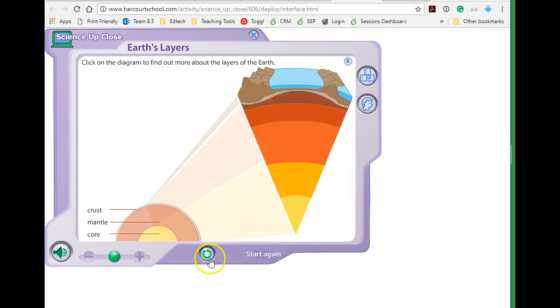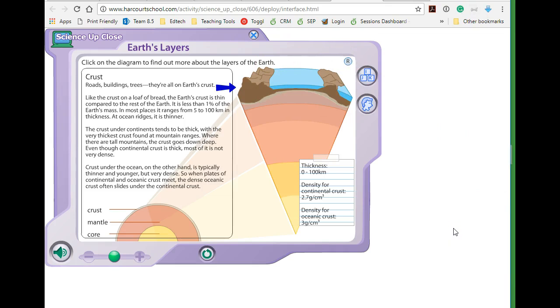Play audio button is typically thinner and young. Click on the diagram to find out more about the layers of the Earth. Crust. Roads, buildings, trees, they're all on Earth's crust. Like the crust on a loaf of bread, the Earth's crust is thin compared to the rest of the Earth. It is less than 1% of the Earth's mass. In most places it ranges from 5 to 100 kilometers in thickness. At ocean ridges it is thinner. The crust under continents tends to be thick, with the very thickest crust found at mountain ranges. Where there are tall mountains, the crust goes down deep.